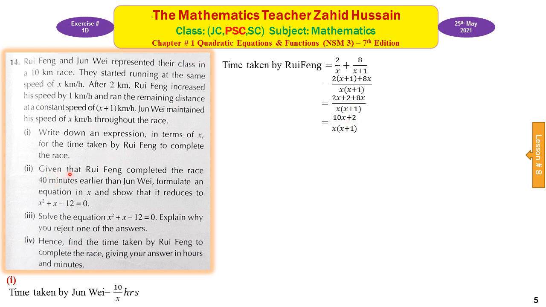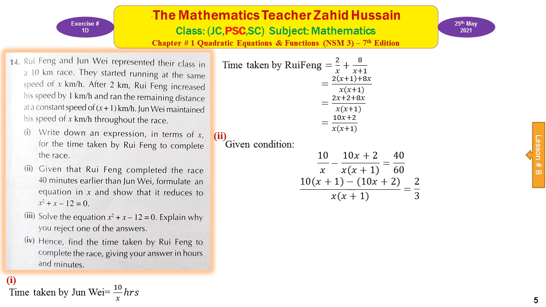It is given that Rui Feng completed the race 40 minutes earlier, so this time is less than this time. So we will subtract this time from 10 over x, and put this equal to 40. But because these two times are in hours and the difference is given in minutes, we will divide 40 by 60 to get the time in hours. So the given condition gives us 10 over x minus 10x plus 2 over x into x plus 1 equal to 40 over 60.